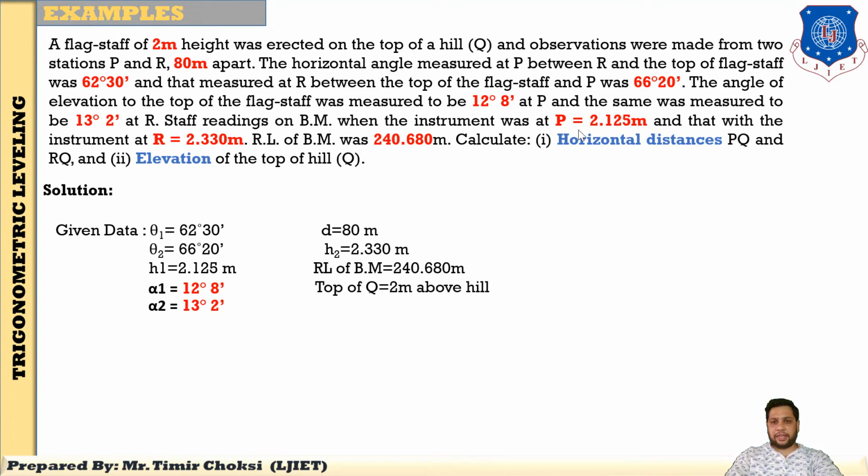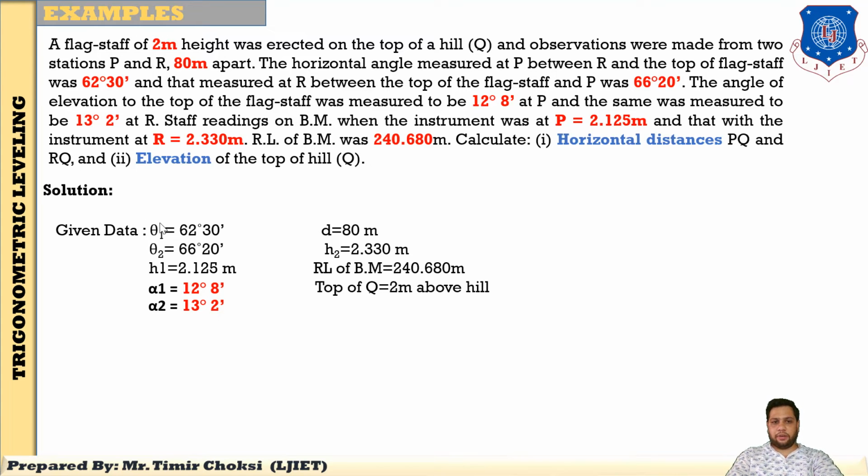The staff reading is taken. From P it is 2.125, meaning small h1, and small h2 is given: from P 2.125 and from R 2.330. RL of benchmark is given. Calculate the horizontal distance PQ and the elevation of the top of the hill Q. So this is the data given.